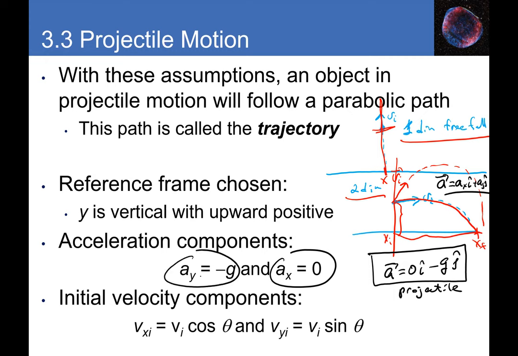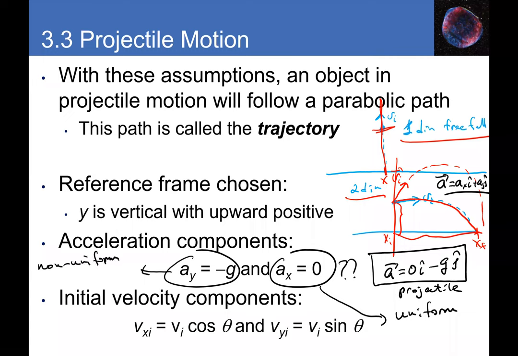Now, what does it mean when there is no acceleration in the x direction? Do you guys remember what we have if there is no acceleration for that direction of motion? Well, it means that the motion along the x direction, or x axis, is uniform. But the motion along the y axis is then non-uniform.